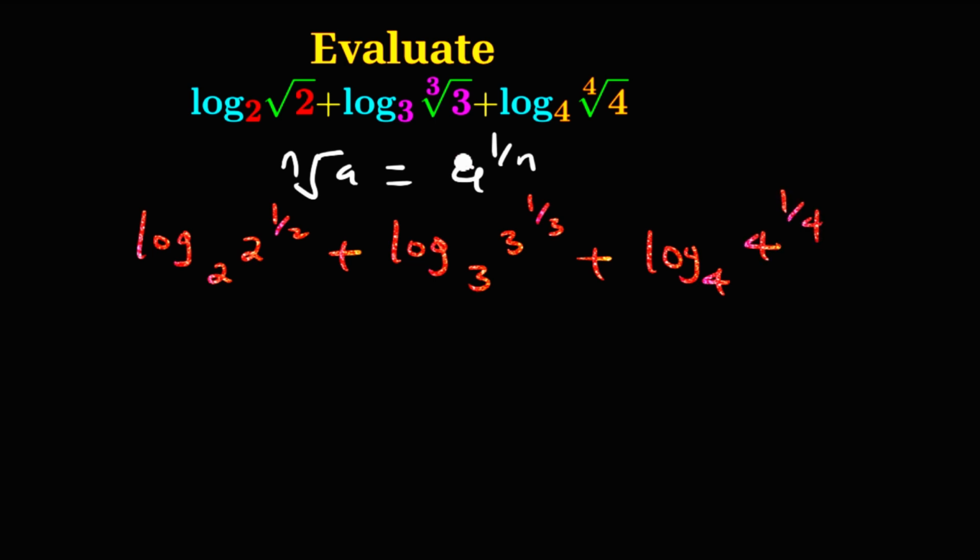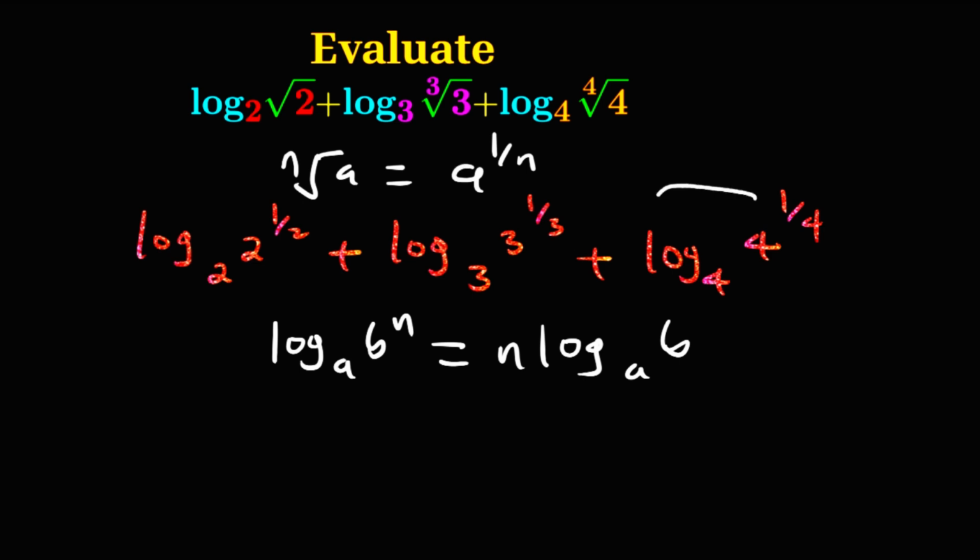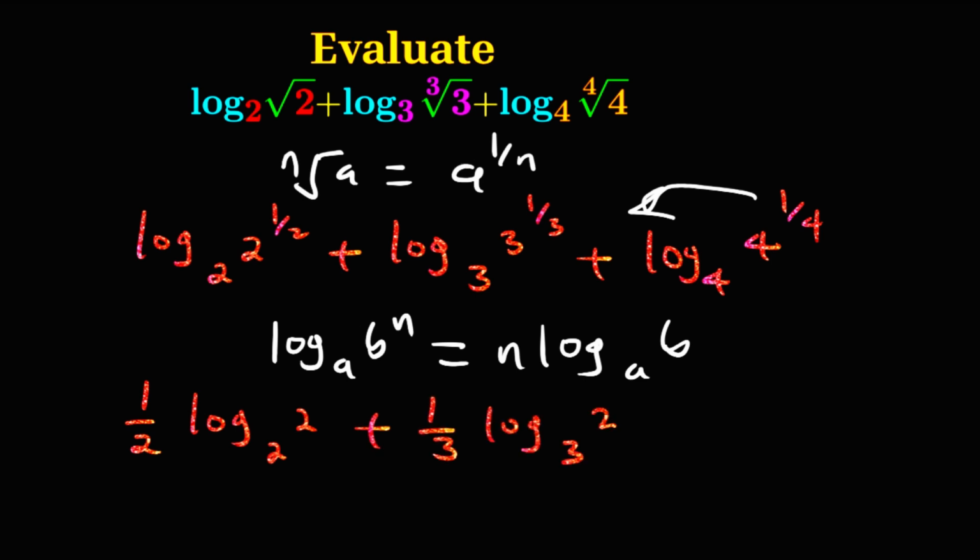Now we can apply the third law of logarithms that says that if you have the log to base a of b power n, that is the same as n log to base a of b. So you can use that to move the powers before the logs. The first one will be half log to base 2 of 2, the second one will be a third log to base 3 of 3, then the third one will be a quarter log to base 4 of 4.